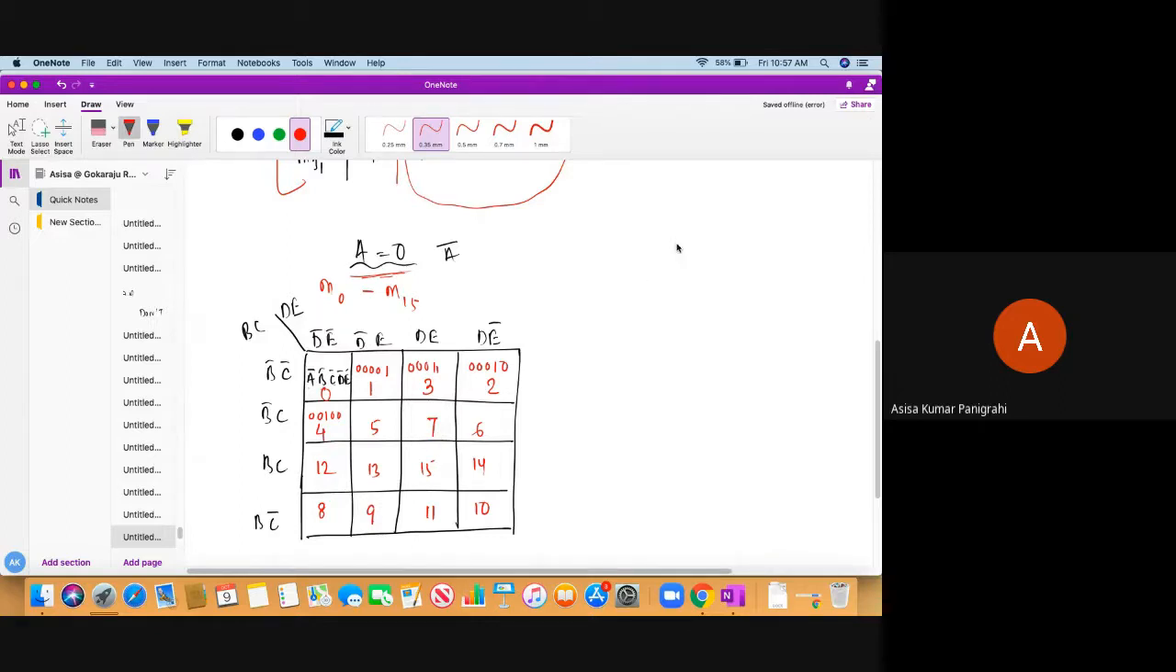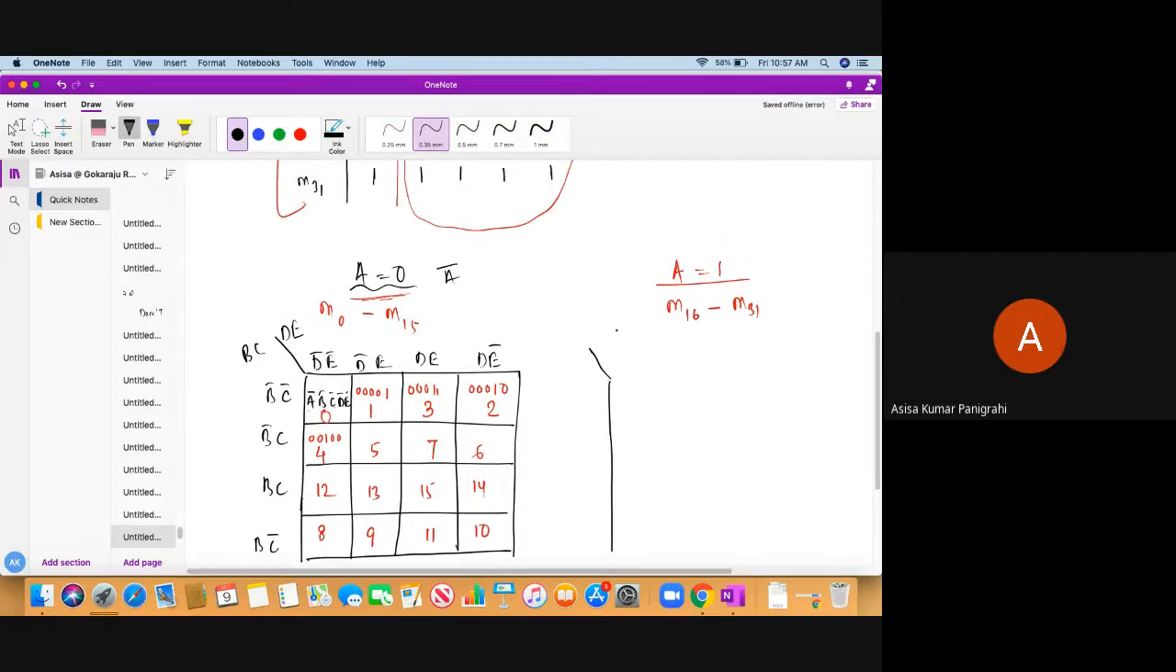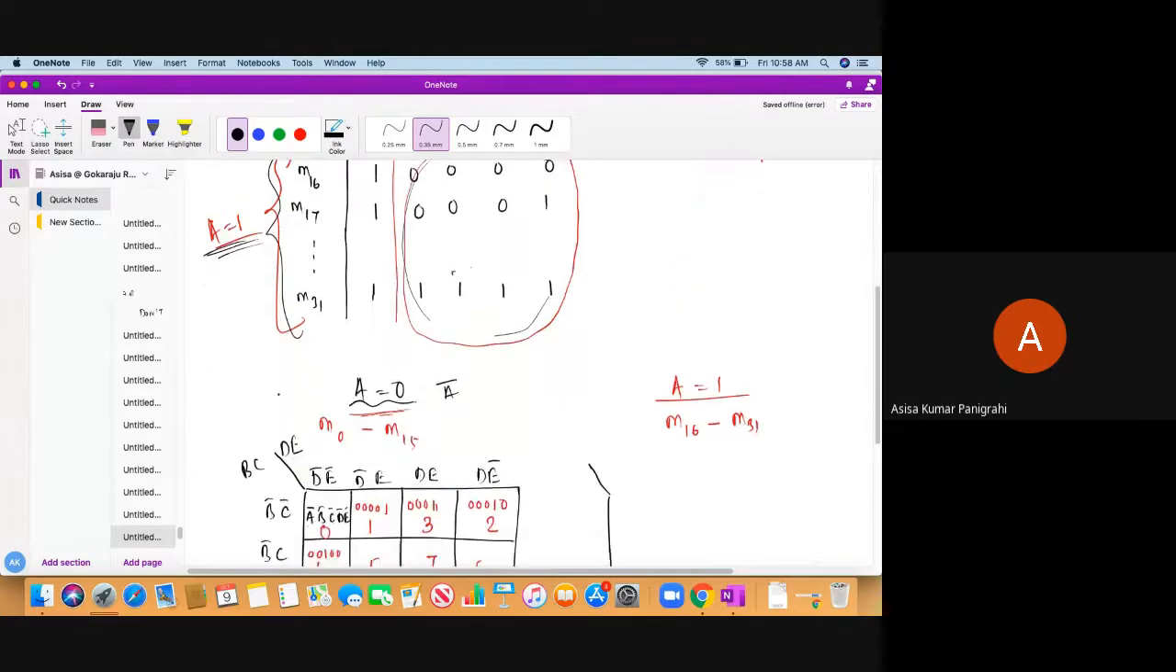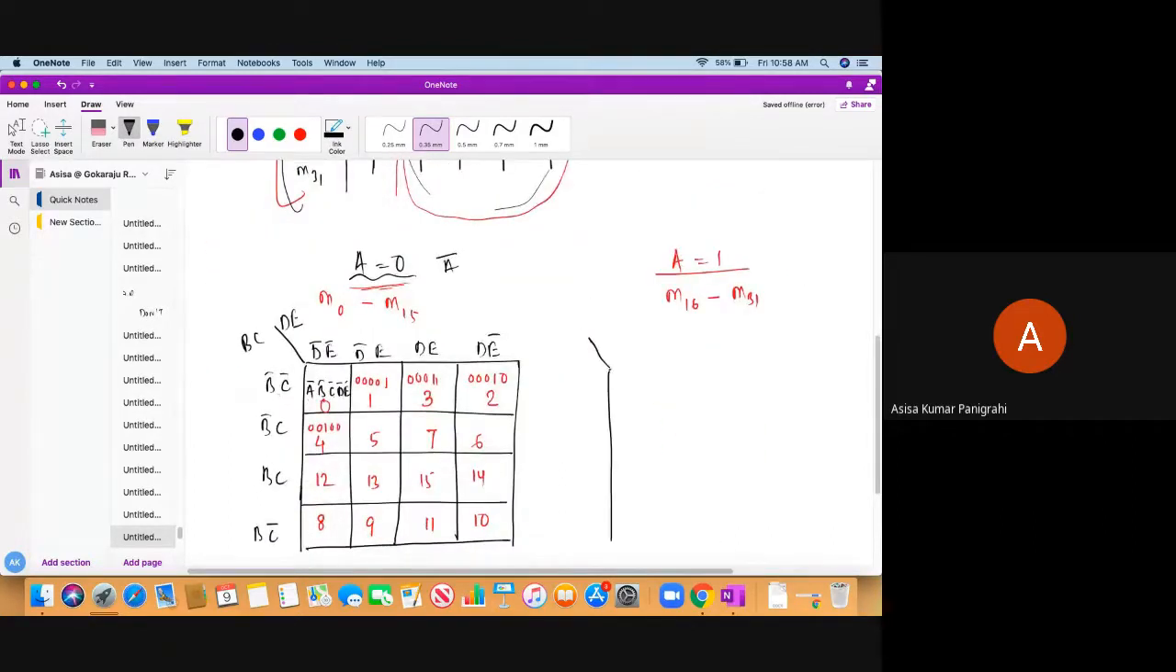Okay, now tell me, if A is 1, what will I get? I'll get M16 to M31. For that also I can construct the K-map with BCD. My BCD will be similar only. See here, my BCD is the same. Whatever the BCD is here, the same I am getting for M16 to M17. The only difference is A is 1. Here A is 1, which means obviously I can construct again a 4 variable K-map here.